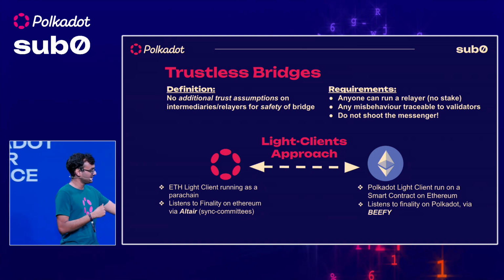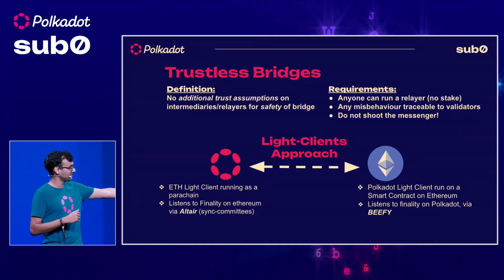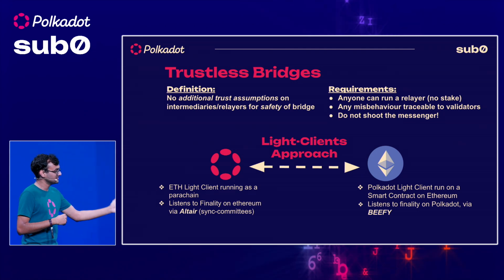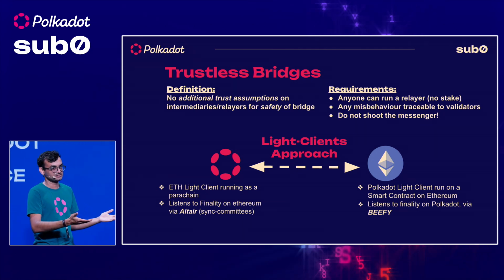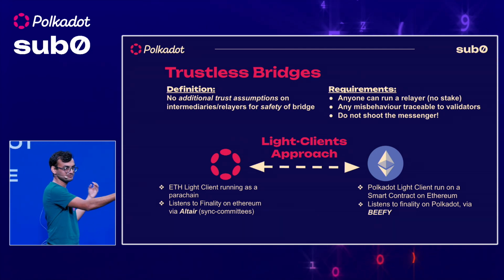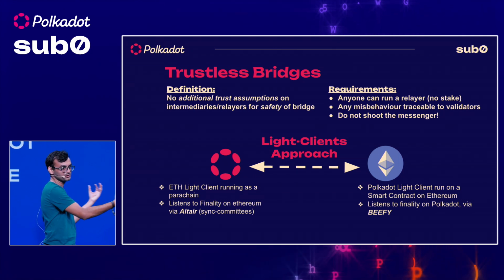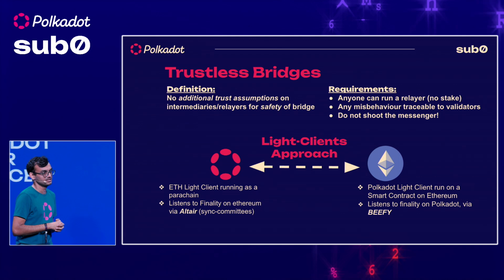And for the other direction, we just run a Polkadot light client as a smart contract on Ethereum, and this listens to Polkadot's finality, right? So if we embed light clients within both of these chains, then they will be able to trustlessly listen to the other chain.